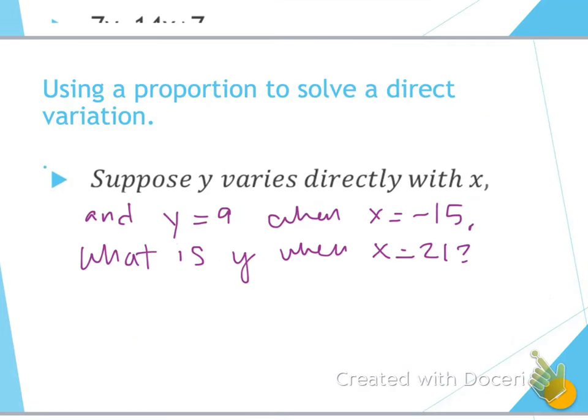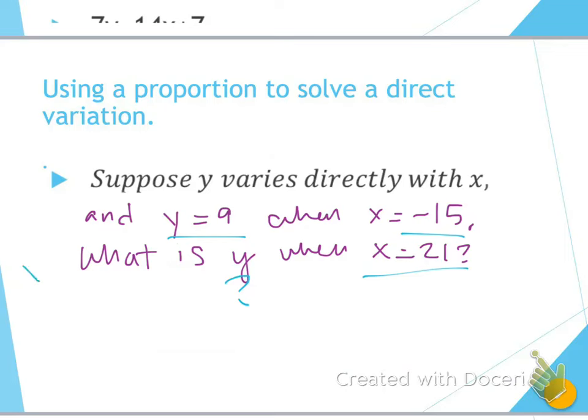Okay, suppose y varies directly with x and y equals 9 when x equals negative 15. What is y when x is equal to 21? So I want to find the y value that's going to make their constant of variation the same. So here is my first set, I got 9 and negative 15. And then my second set, I don't know what y is, but I know that x is 21. So we're trying to figure out the y value that would match it.